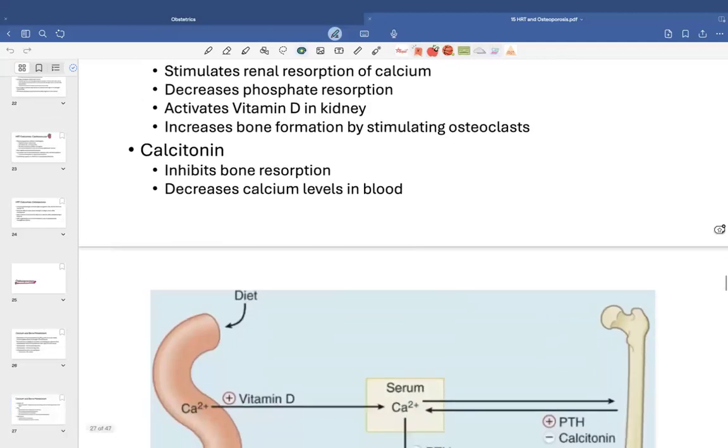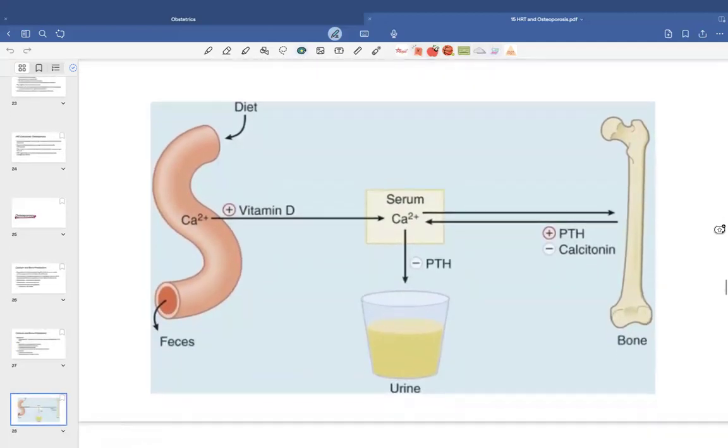So this is a diagram of the relationship between dietary calcium in the intestine that is absorbed with the facilitation of vitamin D into the blood. Parathyroid hormone prevents excessive calcium from going into the urine, but it facilitates more calcium going into the bone. And calcitonin basically blocks the wasting of calcium from the bone back into the system.